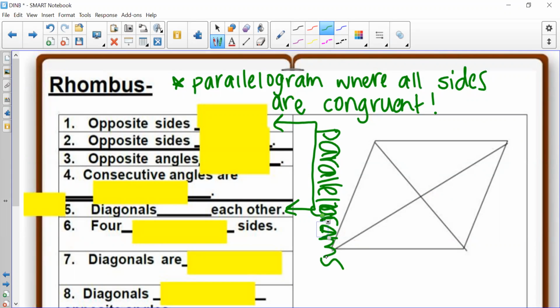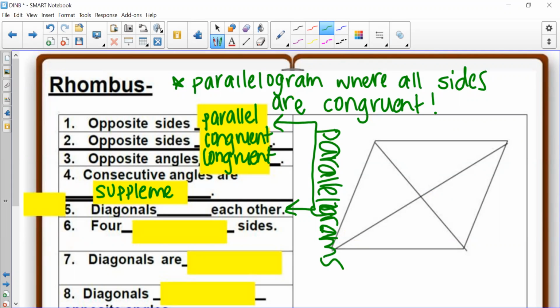So opposite sides are still parallel. They're still congruent. Opposite angles are still congruent. Consecutive angles are still supplementary. And diagonals are still going to bisect each other. So those are all things that we saw in the first video.